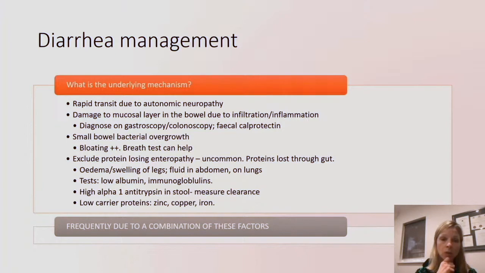I've again mentioned protein losing enteropathy. There are quite clear clinical presentation features and also tests that can be done, but ultimately that still remains a relatively uncommon cause of diarrhea, and amyloid. Frequently though, in diarrhea it may be a combination of one or two factors at least.